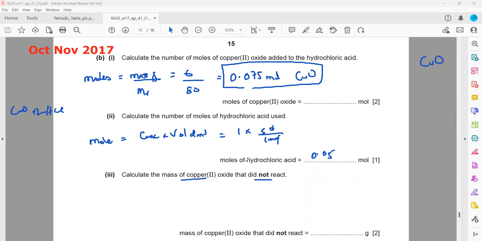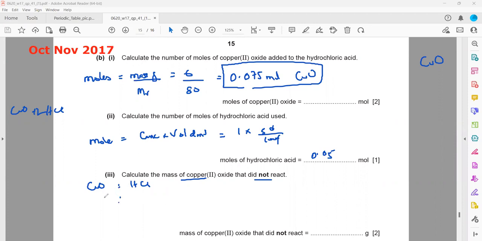Now, first what we'll do, we'll use a ratio to get the moles of copper oxide which will react. And then from the total moles, we'll subtract how many reacted, so we'll know how many did not react. And then multiply by molar mass to get the mass in grams. So we'll take a ratio between copper oxide and hydrochloric acid. This is to find how many moles of copper oxide reacted.